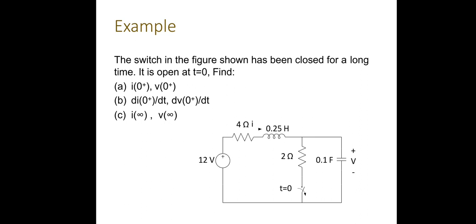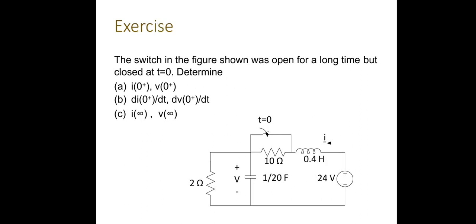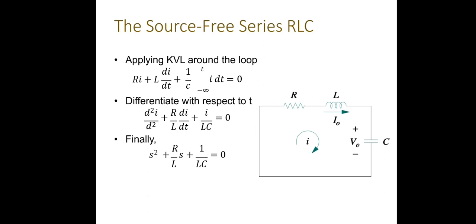Just keep this circuit in your mind. Then we are going to find the I of 0 plus and V of 0 plus. Generally, this is the actual circuit, the source free series RLC, and we apply KVL around the loop. We already know Kirchhoff's voltage law: the current passes through the resistance, inductance and capacitance, which are connected in series. So first we have to apply the KVL.